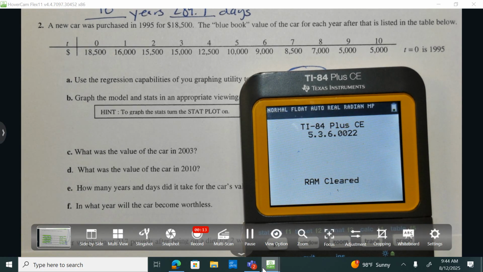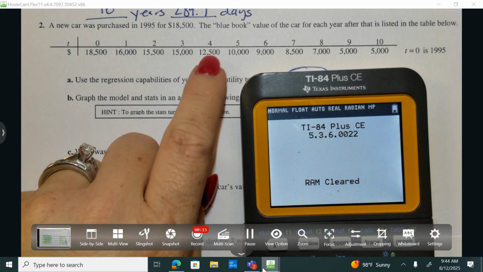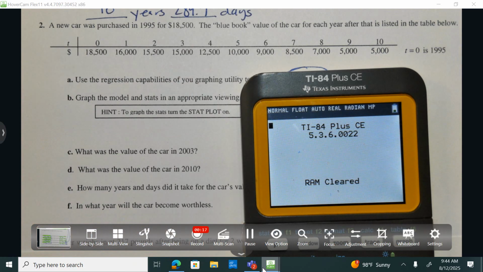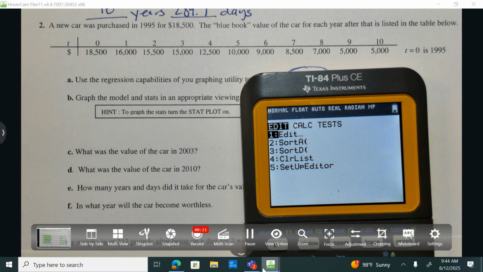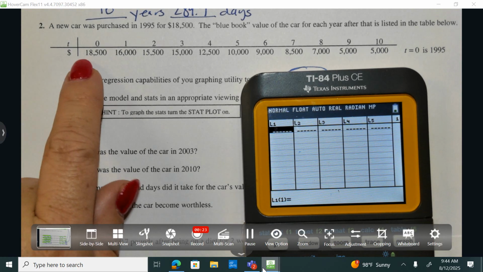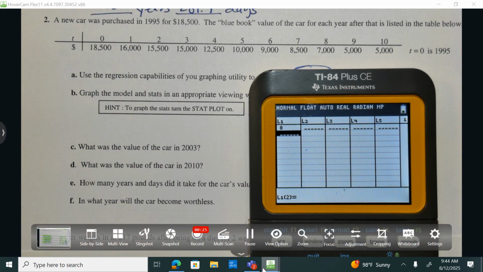In the previous hour, I typed things in too quickly, and instead of writing 8,500, I wrote 85,000. It definitely threw off my answer. So are you ready? Here we go. Please go stats and edit. I'm going to type in 0 through 10 for the input values.